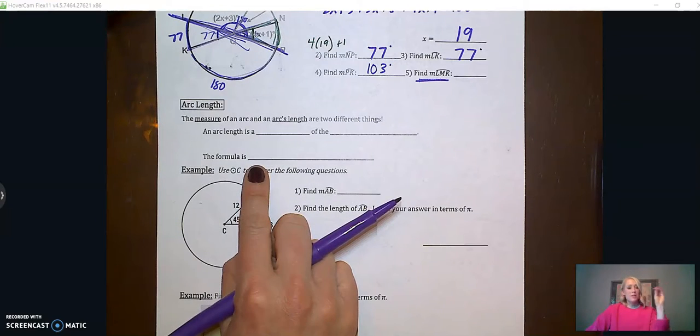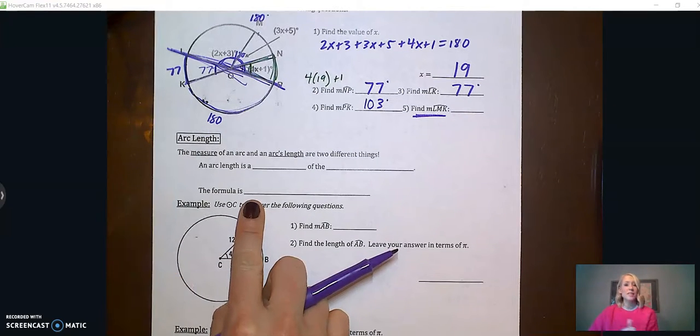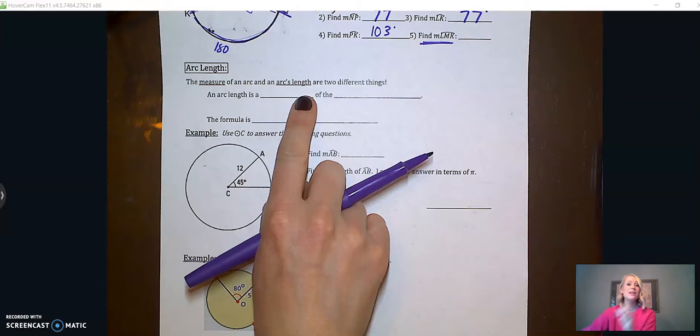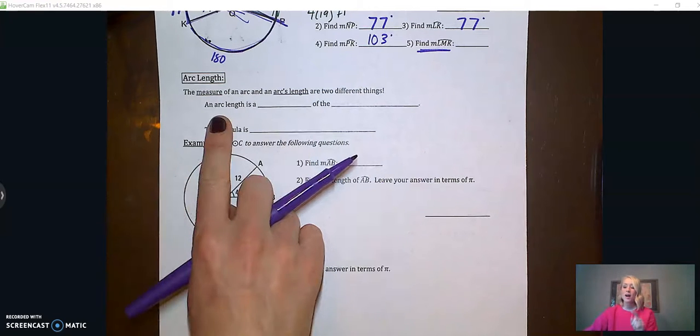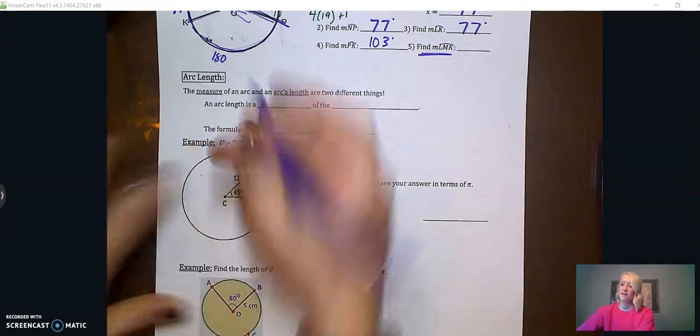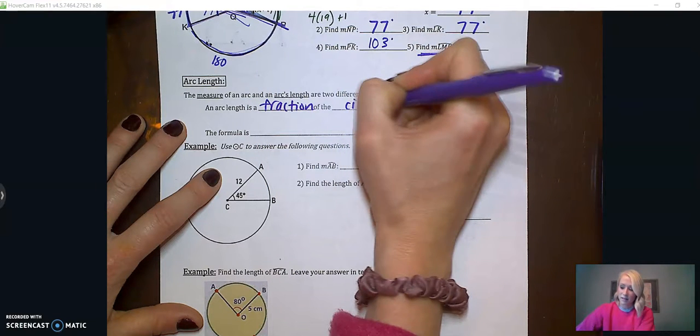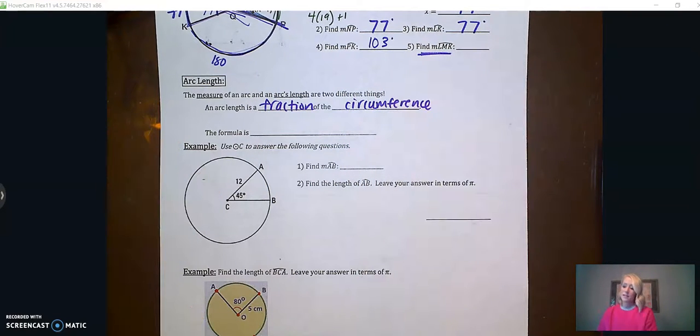Okay, so that's measures of arcs. Finding the length of the arc is like, okay, if I'm actually going to take this arc and stretch it out into a line and measure it with my ruler, that's how long it is, like 2.5 inches. It's not degrees that I'm talking about anymore. Measure and length are different. Realize that. Now, arc length is a fraction of the circumference. Circumference, we said, was just like the perimeter all the way around. This is a fraction of that. It's just a piece of that.